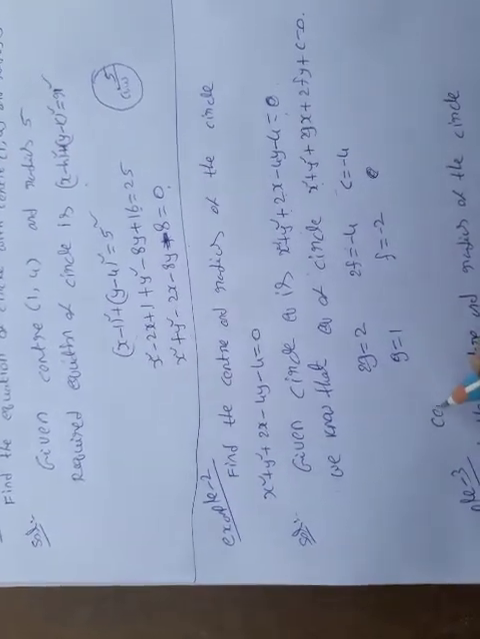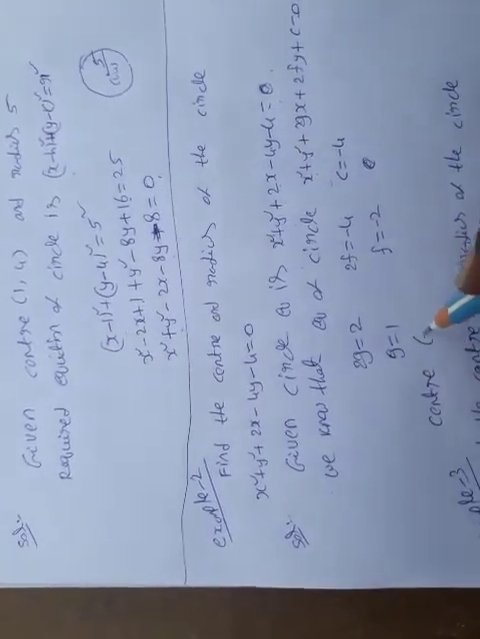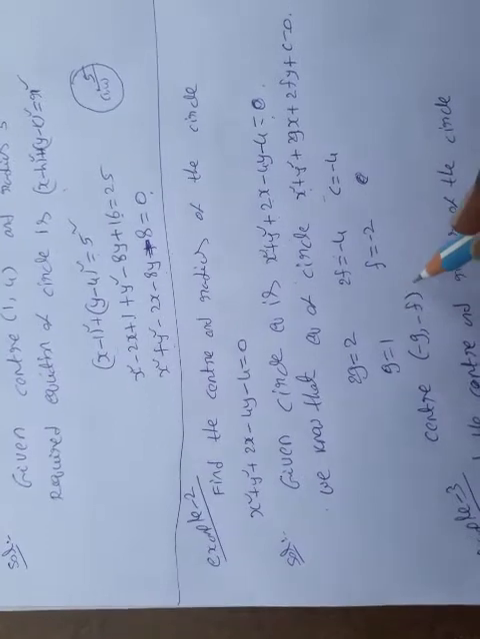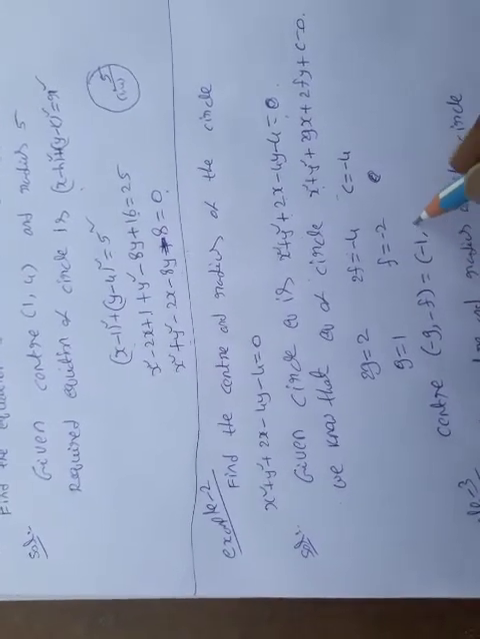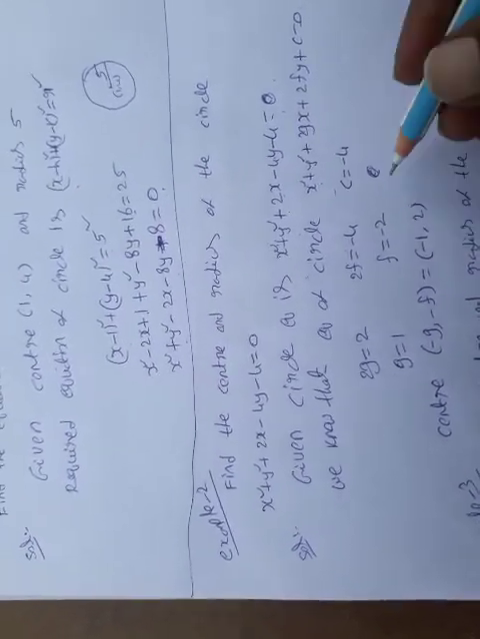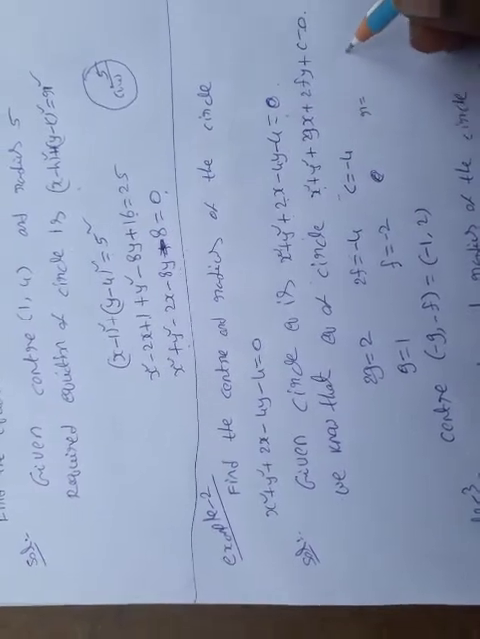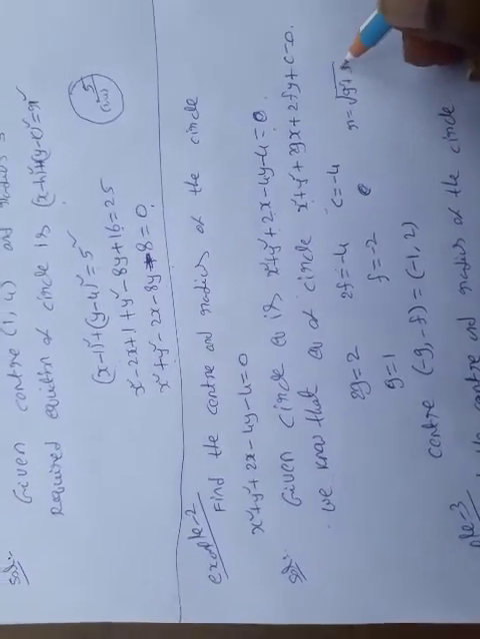Then the center of the circle is (-g, -f), that is (-1, 2). We know the formula of the radius: square root of g squared plus f squared minus c.